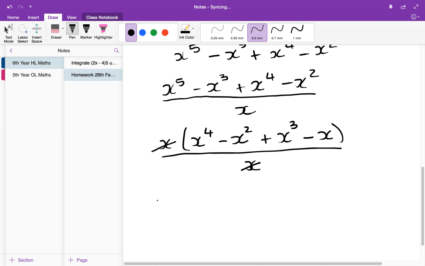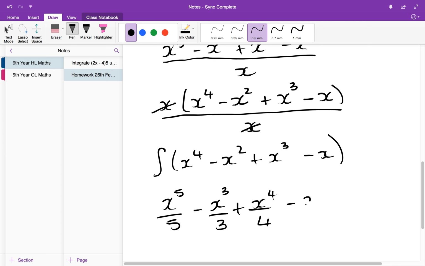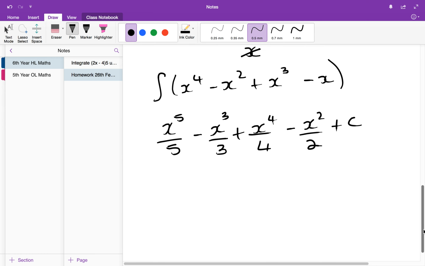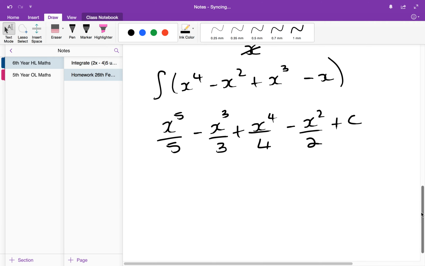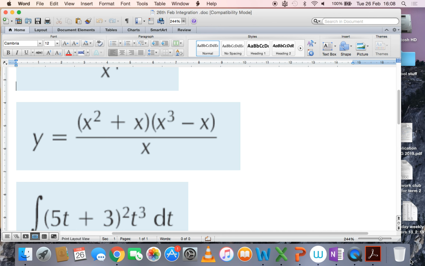Then we're going to integrate this. So we integrate x to the 4 minus x squared plus x cubed minus x. And that will be x to the 5 over 5 minus x cubed over 3 plus x to the 4 over 4 minus x squared over 2, and then plus c. So that's your second one. Third one.